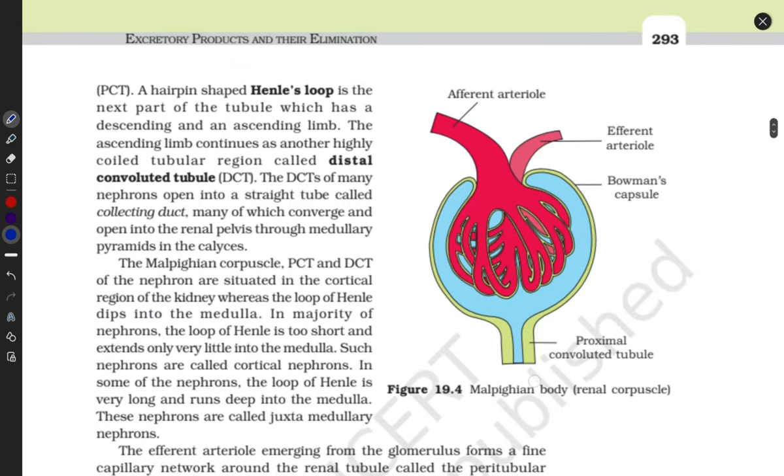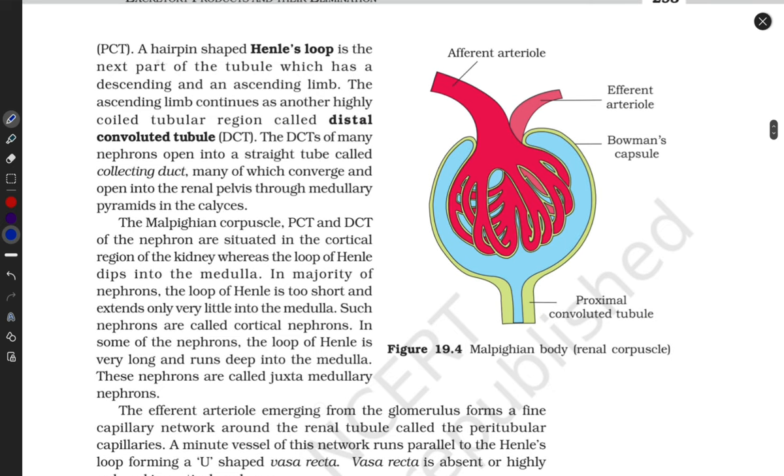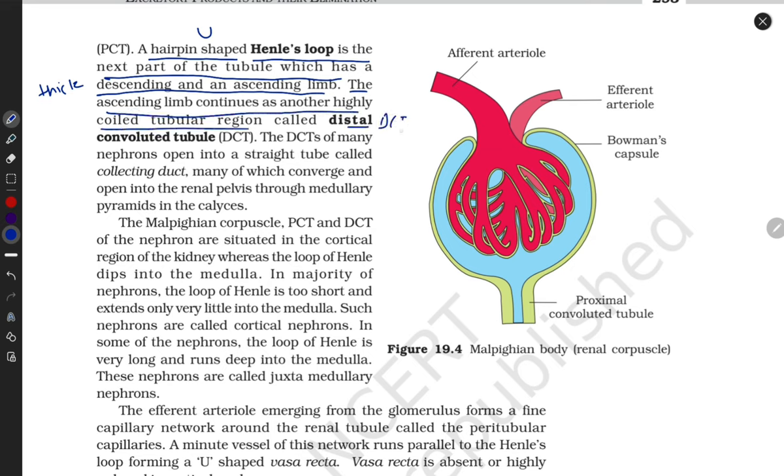I will elaborate everything. A hairpin or U-shaped loop we call Henle's loop, the next part of the tubule, which has a descending and ascending limb, thick part and thin part. The ascending loop continues into the DCT, the distal convoluted tubule. From the distal convoluted tubule, many nephrons open into a straight tubule, which we call the collecting duct. Many of which converge and open into the renal pelvis, of course through the medullary pyramids into the calyx.